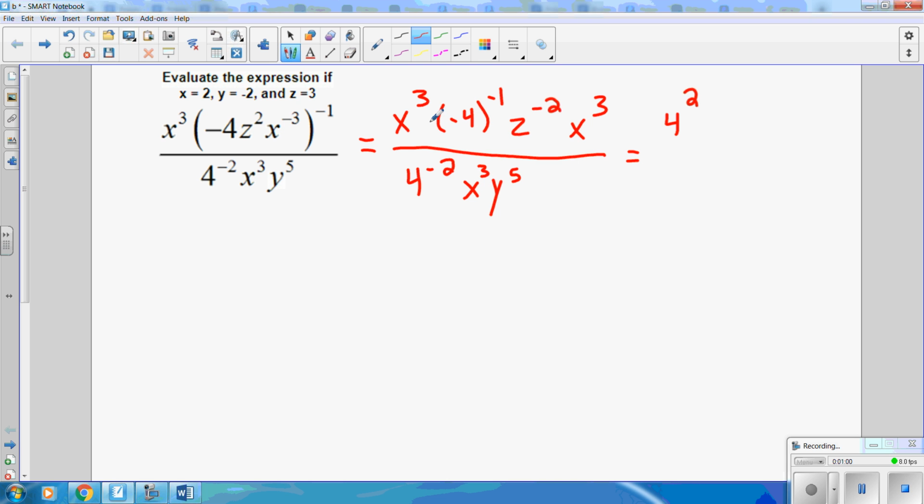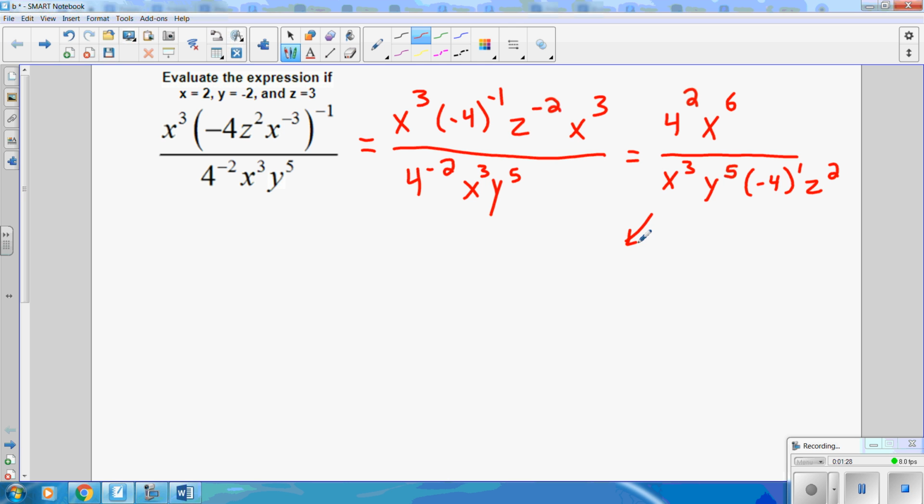I still have x to the third and another x to the third, which gives me x to the sixth on top. I'm adding those exponents. I think that's all I have on top, so I'm going to write x to the third and y to the fifth that I still have on bottom. And then I'm moving these two terms to the bottom, so it would be negative 4 to the positive 1 power and z to the positive 2 power.